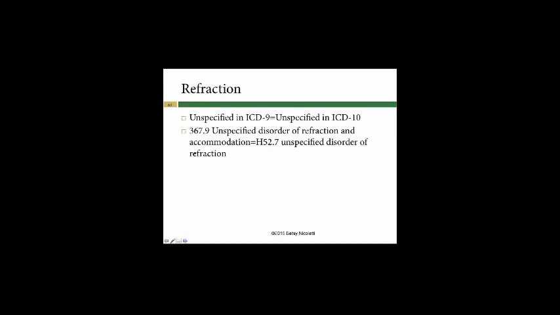So I'm going to end here by talking a little bit about refractions and some about vision exams. So here's my mantra. If it was unspecified in ICD-9, it's going to be unspecified in ICD-10. And you're going to be able to cross it to an unspecified code. But if you have the option of, instead of crossing it to an unspecified code, of choosing a more specific code, that would be the better thing to do.